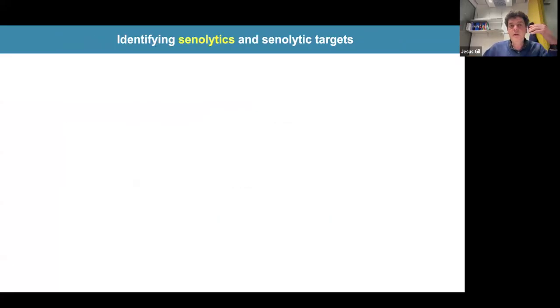And our lab has been doing this for probably more than 10 years. We have followed different approaches to try to identify new senolytics. For example, we have tried to take advantage of what we know of senescence and try to design some senolytic drugs in a hypothesis-driven way.